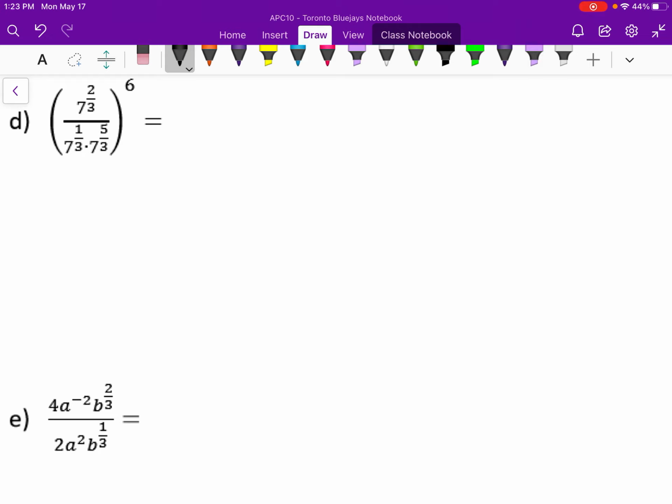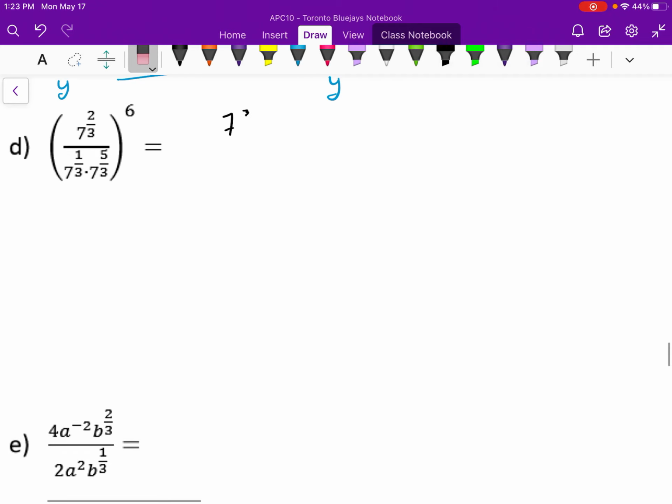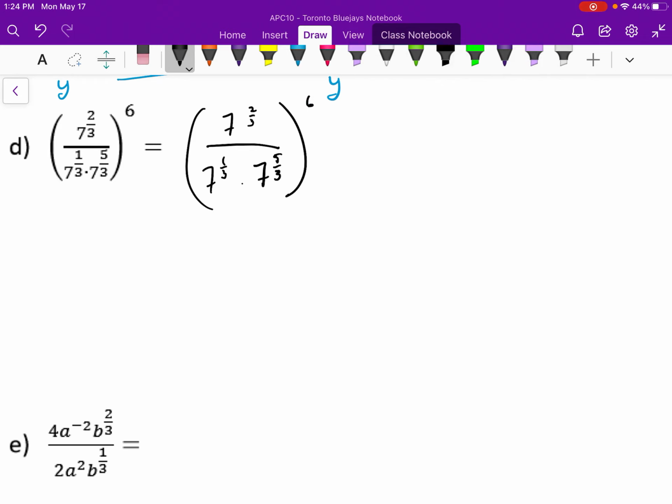Obviously, things are getting a little bit more serious when we're looking at exponents. I'm going to just rewrite it to make sure that there's a common understanding. So I believe that this says 7 to the power of 2/3 divided by 7 to the power of 1/3 times 7 to the power of 5/3, all to the power of 6. Ask yourself, what should I do first?